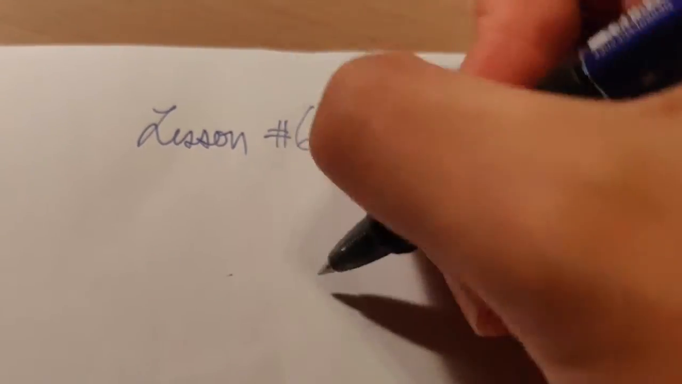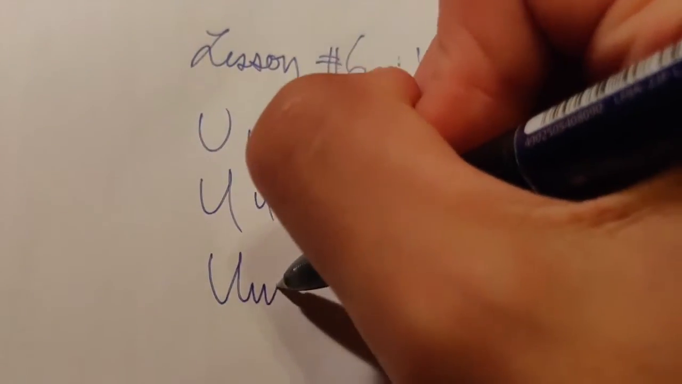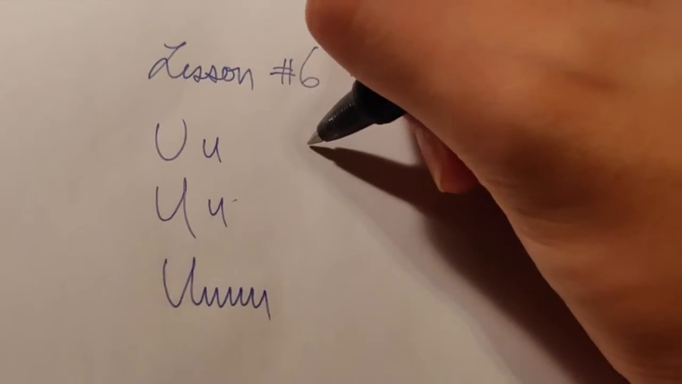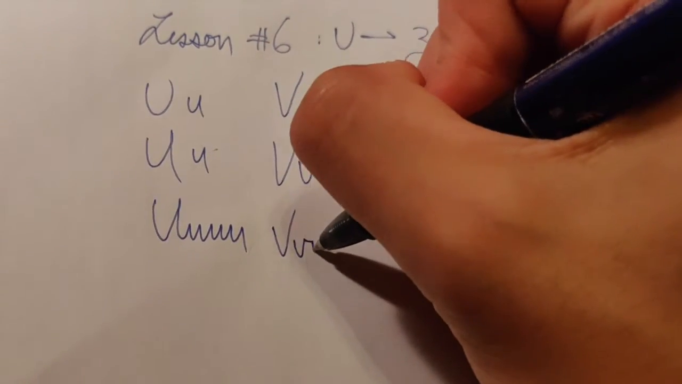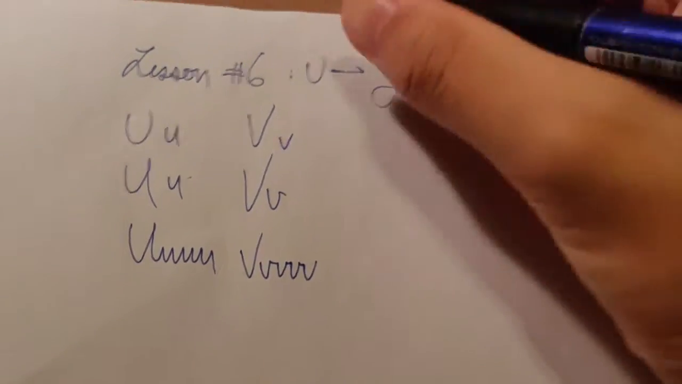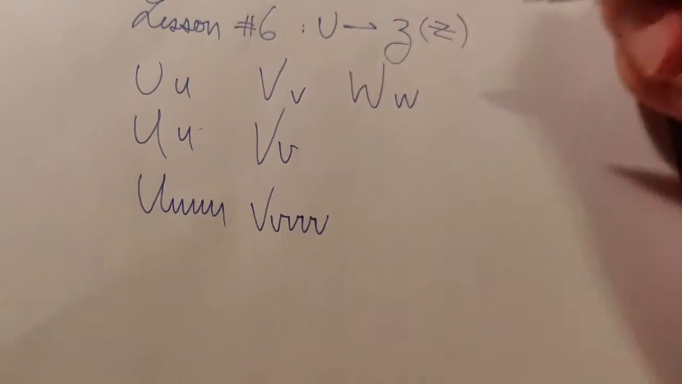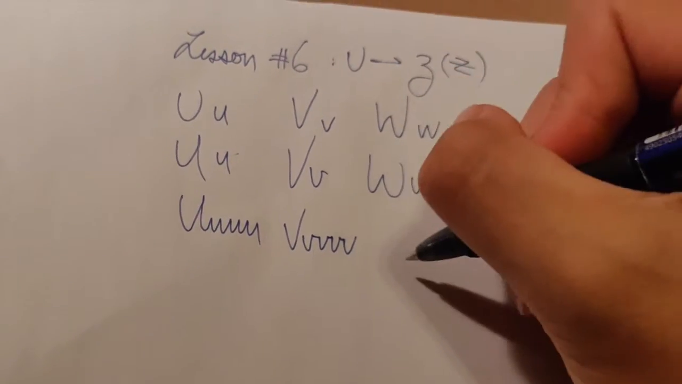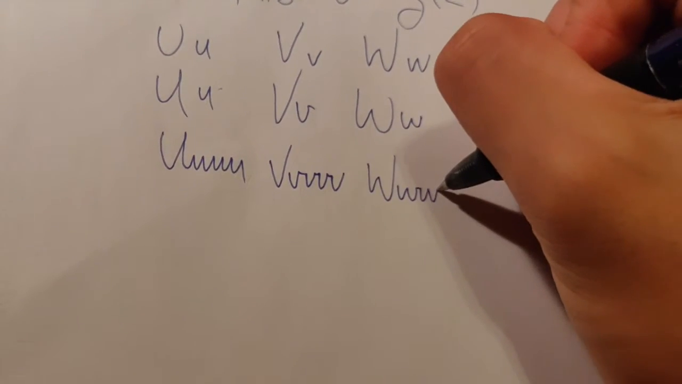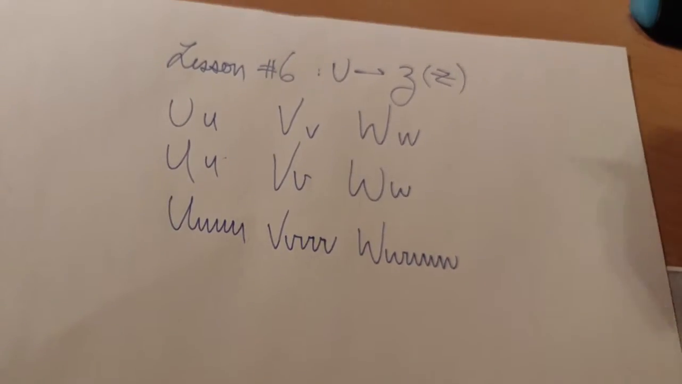On to U to Z. U, V, W, X, Y, and Z. U, same, just a bit more loops, and the capital basically looks like the lowercase letter of U, but is larger in size. Connecting with curves, loops. V, same thing, just with a tiny tick at the end of V so you can connect the letters together. W, basically the same, with a tick at the end to connect the letters together.